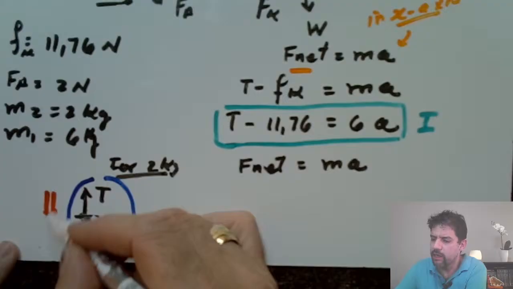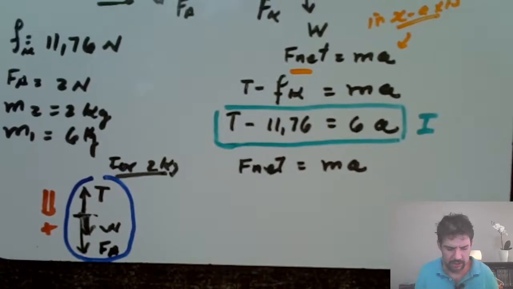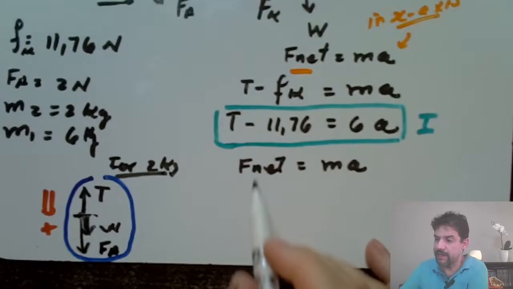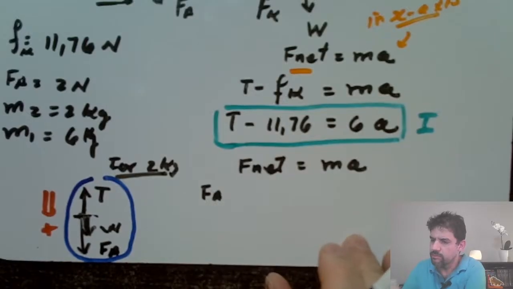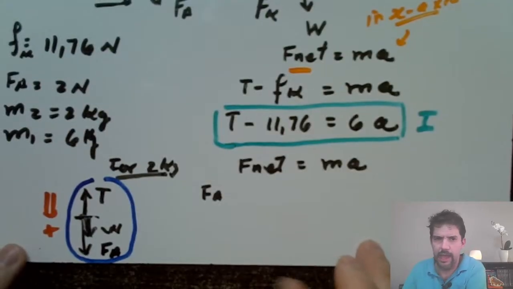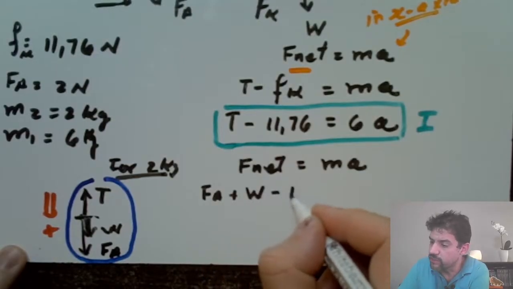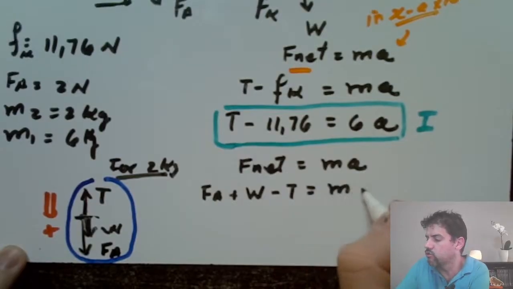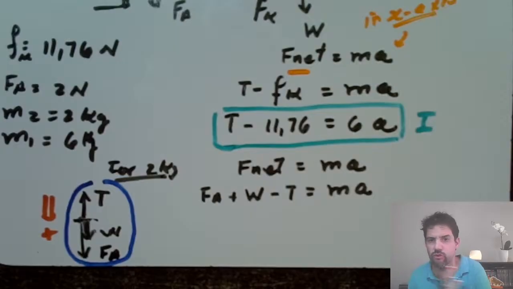It means down is going to be positive. So applied force is positive, weight is positive, but tension is negative. Okay, so we write the net force here. We say applied force, I don't remember if it's given to us, I just didn't write it here. Applied force plus weight is also positive, minus tension, and all that is equal to ma. Remember, you continue substituting until you reach a point you cannot any longer.